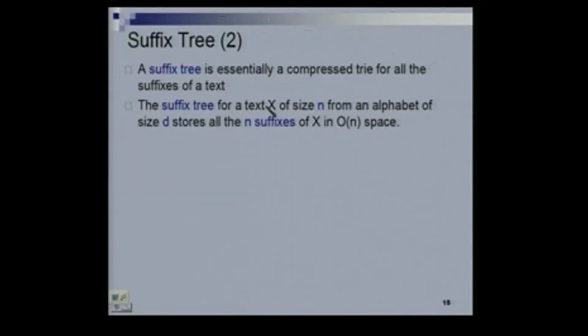So suffix tree for a text X of size n from an alphabet of size D stores all the n suffixes of X in order n. D लिख सकता हूँ मैं यहाँ, D constant assume कर रहा हूँ तो order n space में लिखा है. ठीक है, D is typically small, right? So it doesn't require too much space.